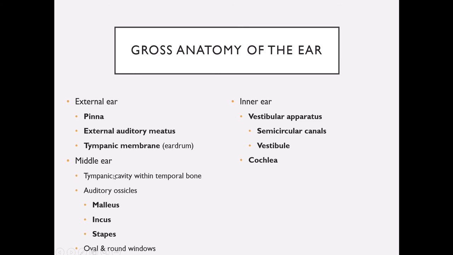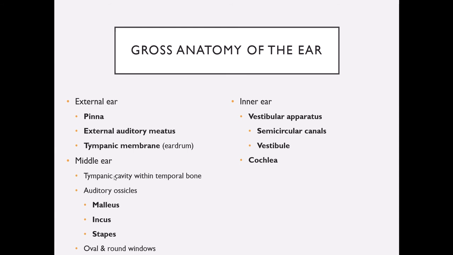The ear is generally broken into three parts. The external ear consists of the pinna, which is the part that we think of as our ears. Then your ear canal is the external auditory meatus, which leads to the tympanic membrane, or the eardrum. That separates the external ear from the middle ear. The middle ear consists of the tympanic cavity within the temporal bone that houses the three auditory ossicles: the malleus, the incus, and the stapes, the smallest bones in your body. And then we have the entrance and the exit to the inner ear, the oval and round windows.